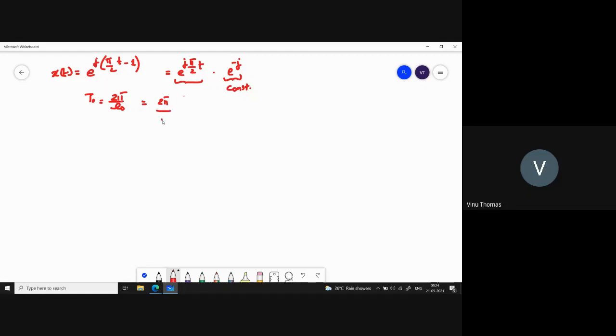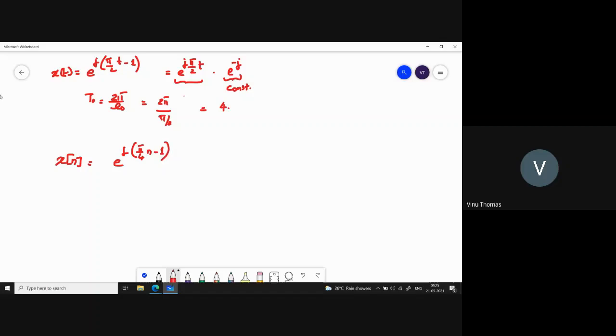Pi by 2. So 2 pi by 2 would be equal to 4. So this is the periodicity. So if we were looking at a discrete sequence, which is similar, let us write a discrete sequence like this, e raised to j pi by 4 n minus 1.